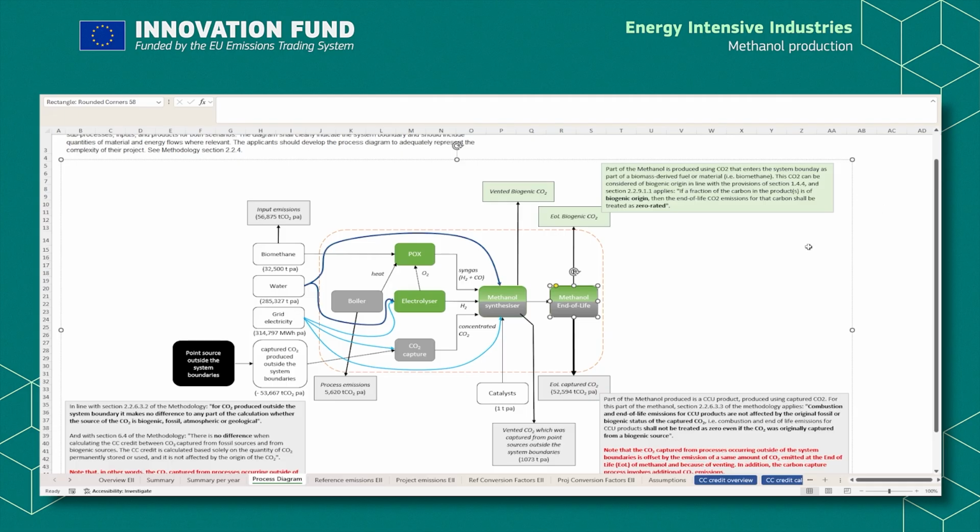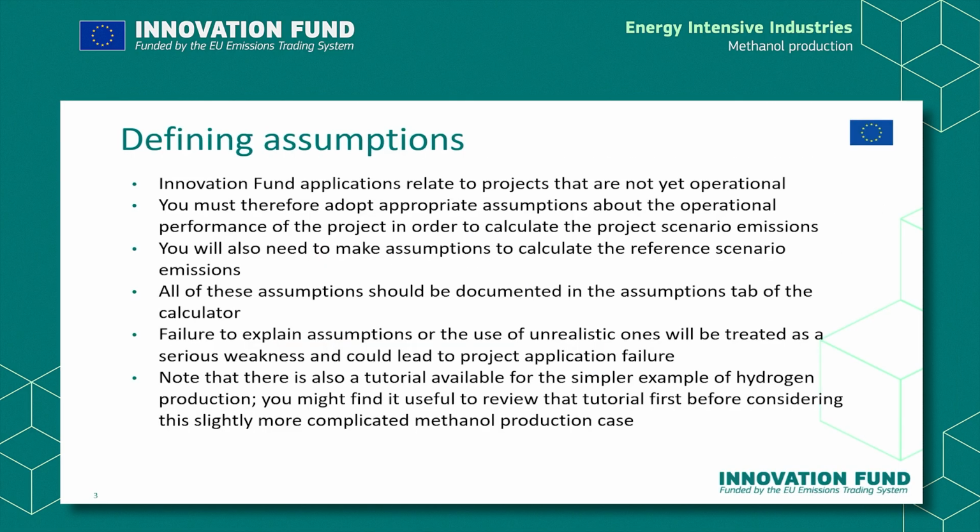Innovation Fund applications relate to projects that are not yet operational, and you must therefore adopt appropriate assumptions about the operational performance of your project in order to calculate the project scenario emissions. You will also need to make some assumptions in order to calculate the reference scenario emissions. These assumptions should be documented in the Assumptions tab of the calculator. Any failure to explain your assumptions, or the use of unrealistic assumptions, will be treated as a serious weakness and could lead to project application failure.